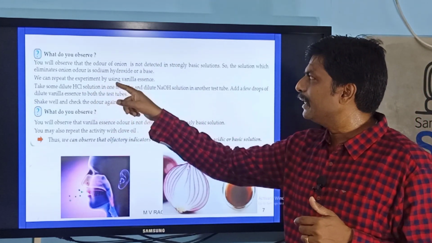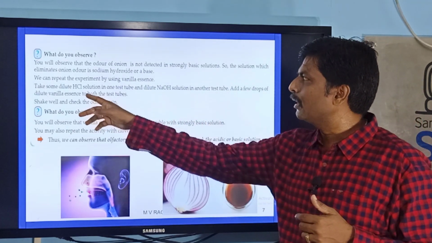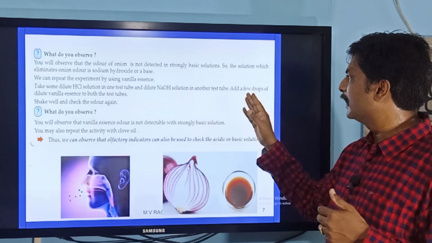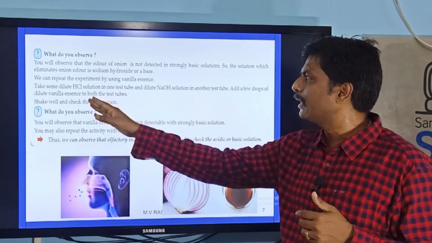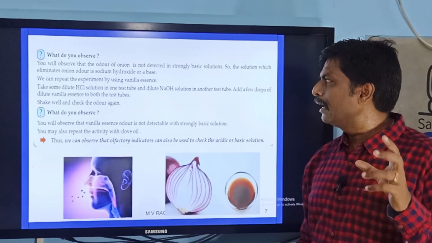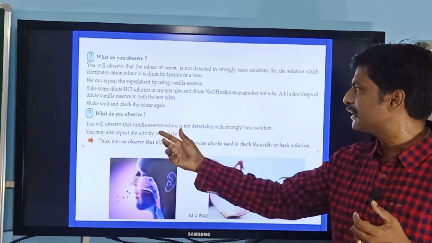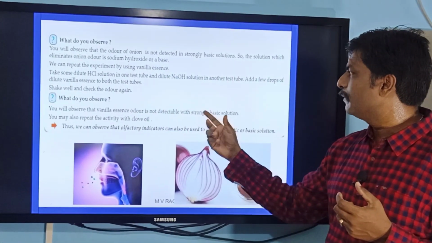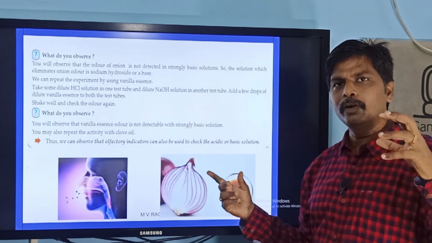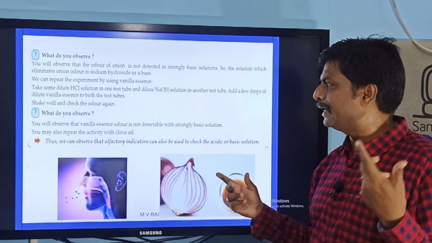We can repeat the experiment by using vanilla essence also. Take a small amount of dilute HCl solution in one test tube and dilute NaOH solution in another test tube. Add a few drops of dilute vanilla essence to both the test tubes. Shake well and check the odor again. What you will observe with vanilla essence? Odor is not detectable with a strongly basic solution. Vanilla essence smell will be lost in the presence of a strong base, that means NaOH.